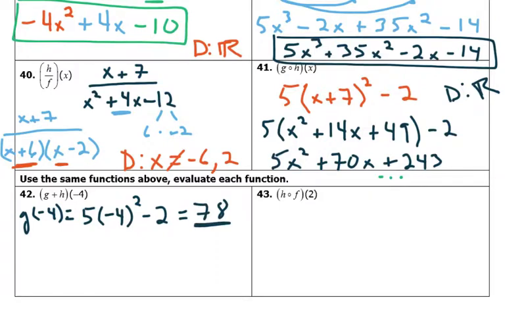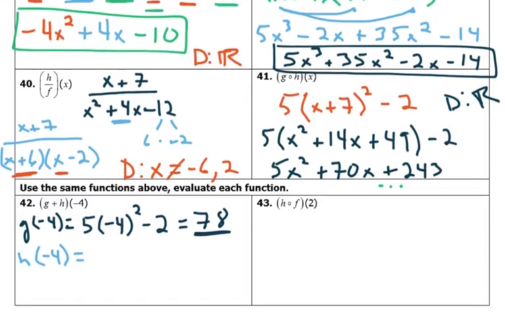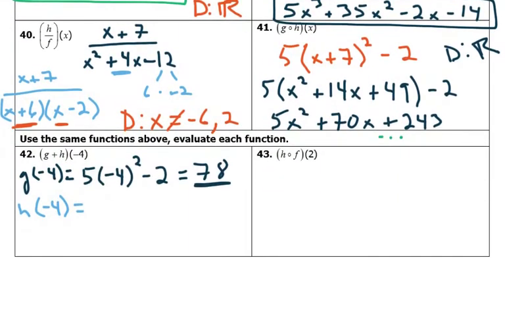Now I'm going to do h of negative 4. Almost done here. H of x is x plus 7. So we're going to go ahead and plug that in. And we end up getting negative 4 plus 7, which ends up equaling 3. I'm going to underline that.